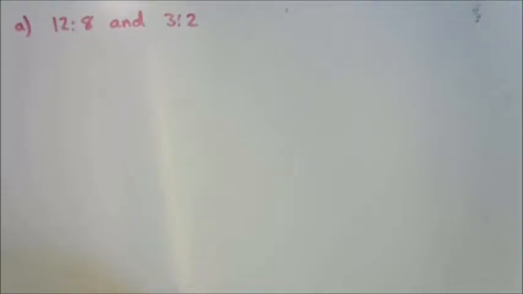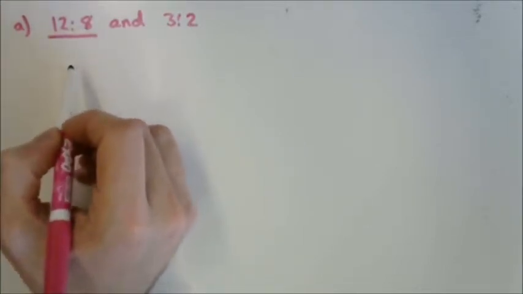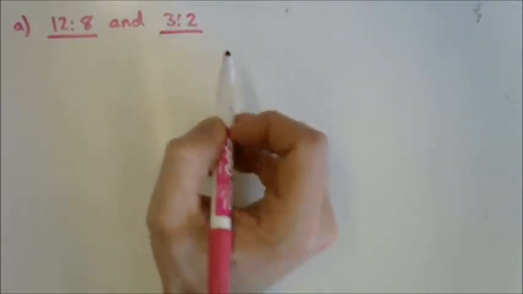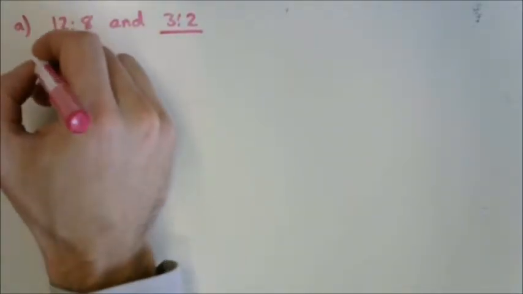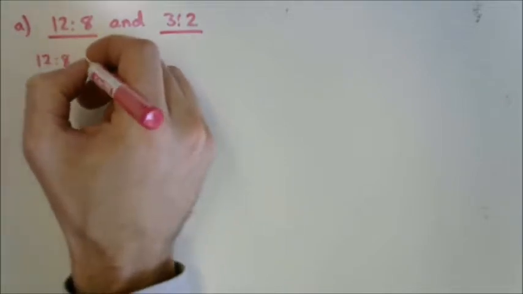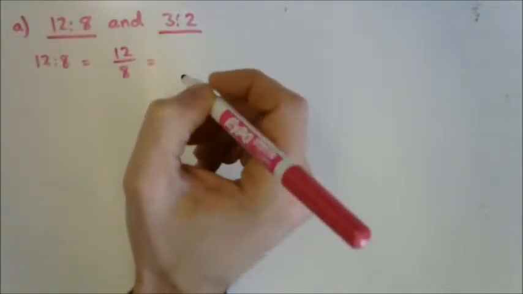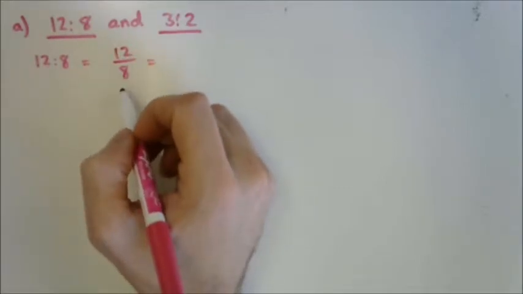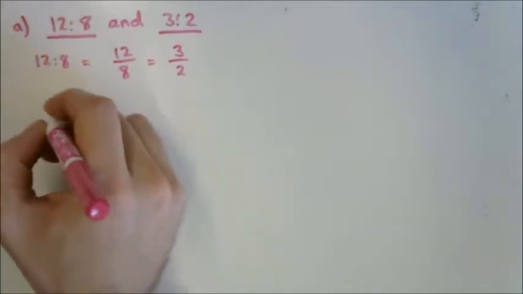We want to see if we can write them in the same way, right? We want to see if we can write them with the exact same terms. If we can write 12 is to 8 in the same way as 3 to 2, then we've got that they're equivalent. So let's take this 12 to 8 and we'll put it in fraction form. And then we'll reduce it. And when we reduce this, both terms are divisible by 4. That's going to give us 3 over 2.